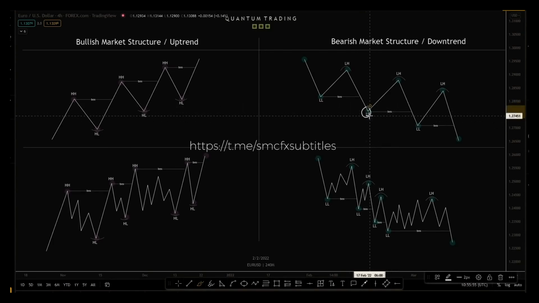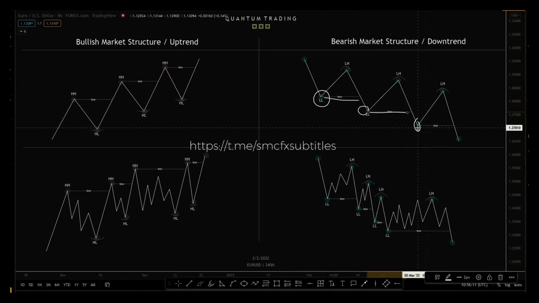Then what do we get after that? We then get another pullback, price puts in another new high, which then leads to another breaker structure, which takes out the new lower low, which then leaves behind a new lower high. So what we are consistently doing is we are consistently taking out these lower lows. The lows are always being broken, whilst the highs are never being taken.